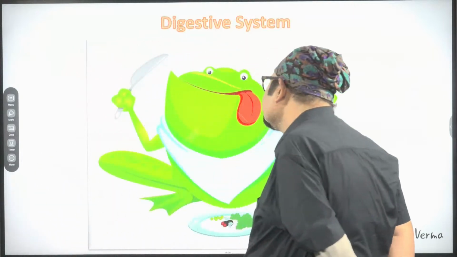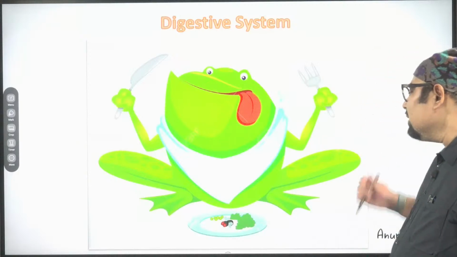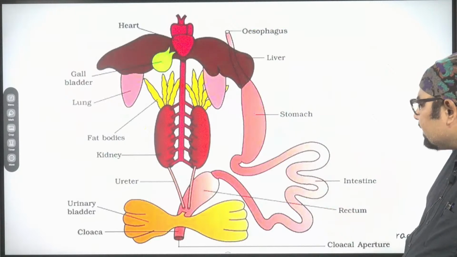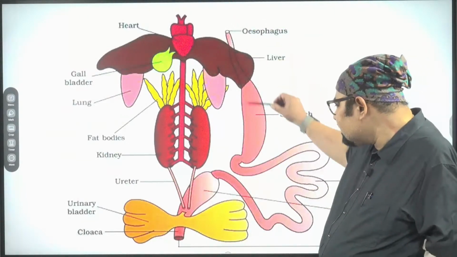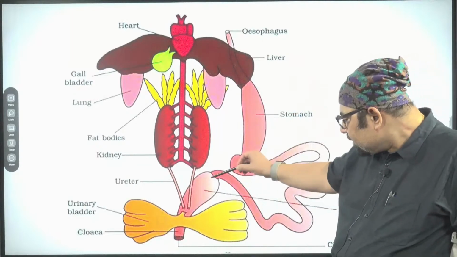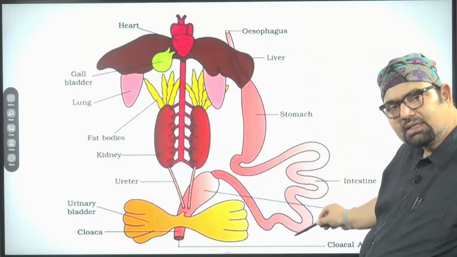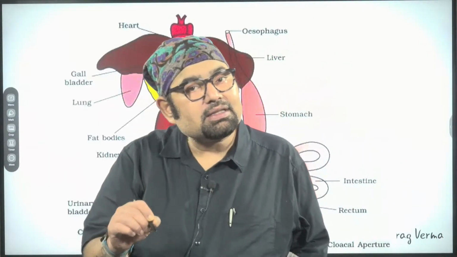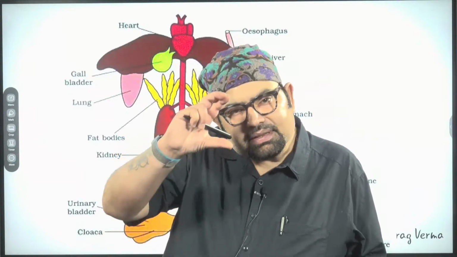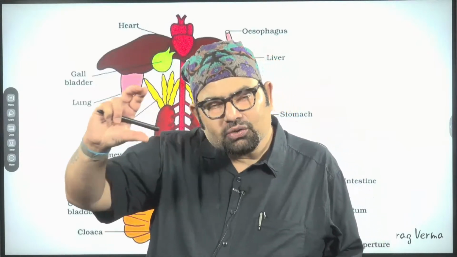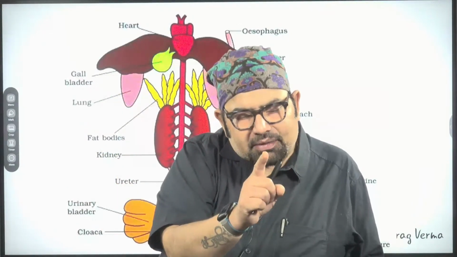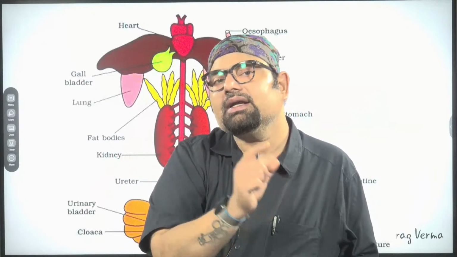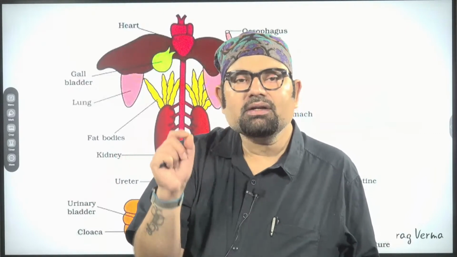Let us now begin the digestive system of frog. So, first of all, we know that the adult frog is carnivorous, and therefore you find that the alimentary canal is not very long. If you take two frog-sized animals, one a herbivore and one a carnivore, herbivores have a longer alimentary canal, and carnivores have a shorter alimentary canal.